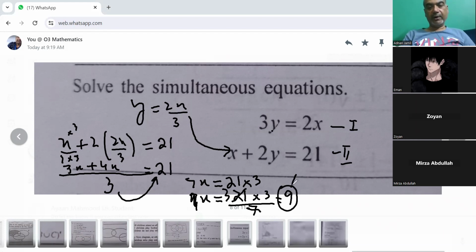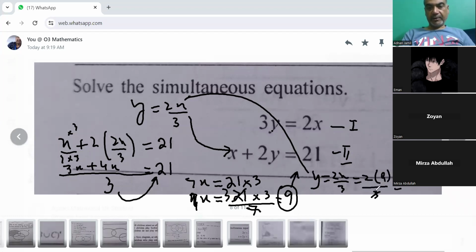Don't forget to get the value of y. For y, you have already made the substitution, which is over here. So y equals 2x upon 3, and then 2 times 9 upon 3. Cancel out as much as possible so that you have lesser to calculate. x is 9, y is 6. Always try to check your answer. x equals 9, y equals 6.